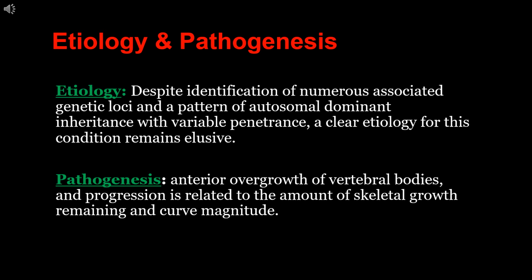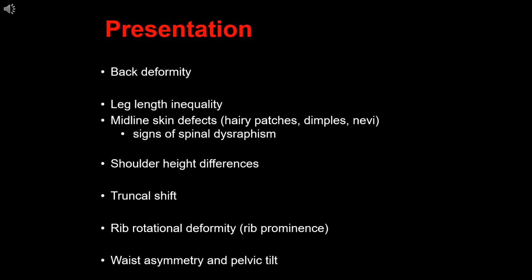Pathogenesis appears to involve anterior overgrowth of the vertebral bodies, and progression is related to the amount of skeletal growth remaining and curve magnitude at presentation. Coming to the presentation, usually parents bring the children with a back deformity or a limb length inequality, midline skin defects such as hairy patches, dimples that indicate a spinal dysraphism, shoulder height differences, truncal shift, rib rotational deformity or rib prominence, waist asymmetry and pelvic tilt.